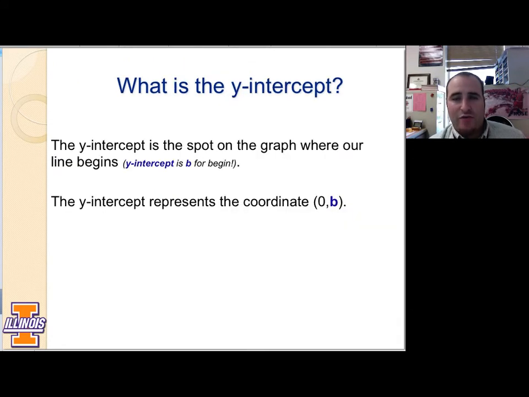Now in the case that we're given a y-intercept, we have to know what that means as well. The y-intercept is where we begin graphing our line. It's on the y-axis. Therefore, it's going to have a coordinate of 0, b. Always 0 for the x, and then b is going to be the number that they give us for the y-intercept.